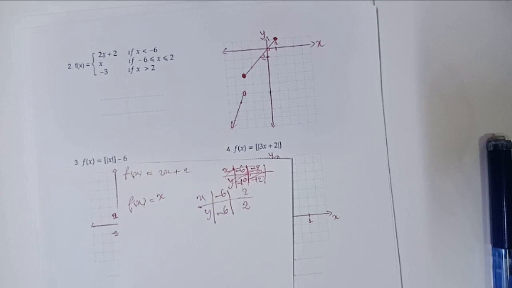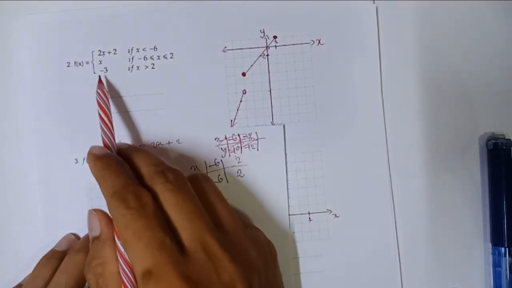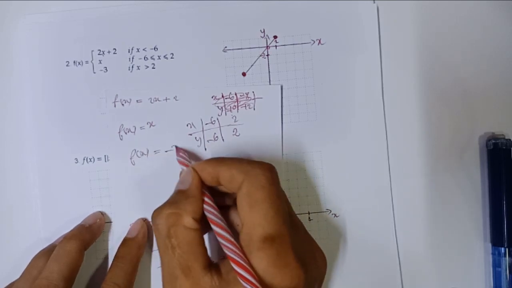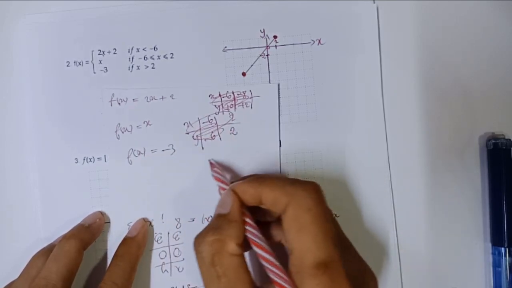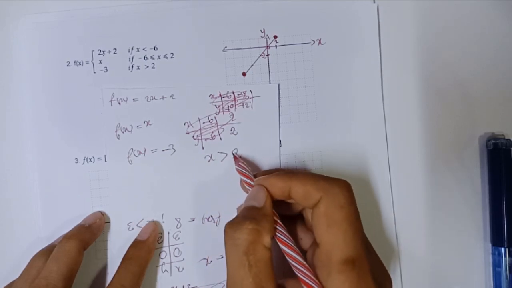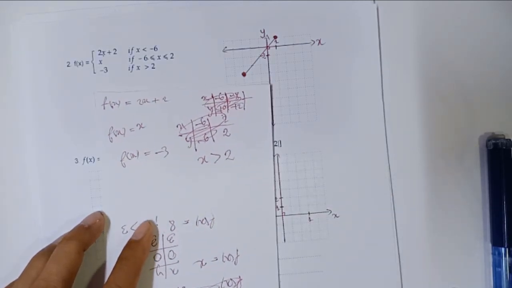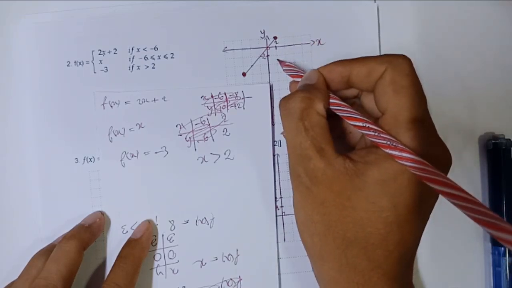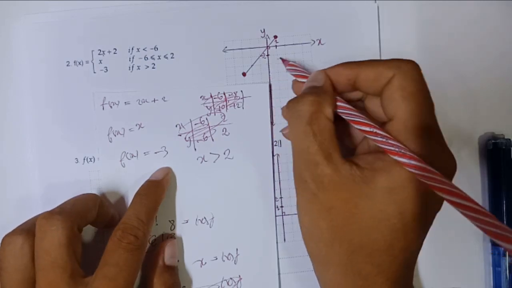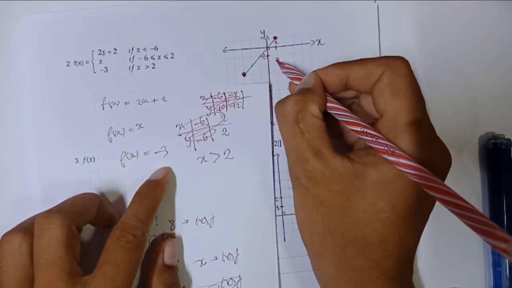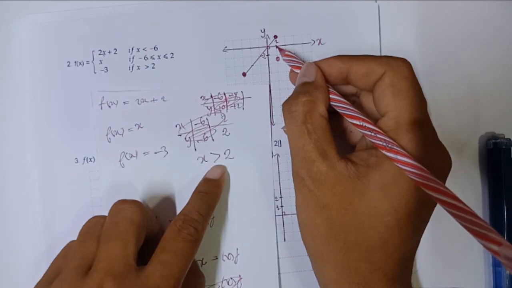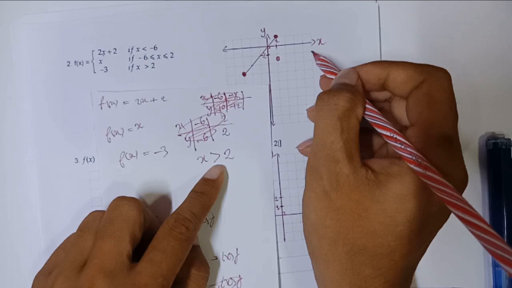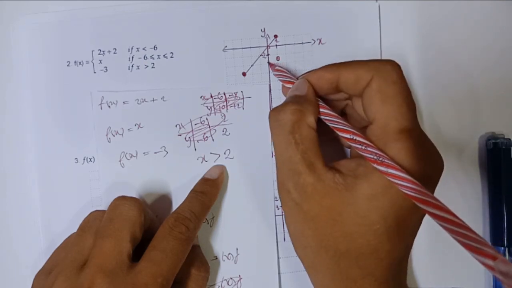Okay, now one more. f of x equal to -3 all the way through, starting from x equal to 2 or greater than 2. So this is 2 right here, and f of x is always equal to -3. So starting from here on an open circle, for x greater than 2, all the way through to positive infinity, and y is always equal to -3.